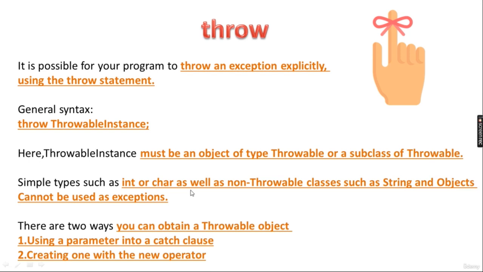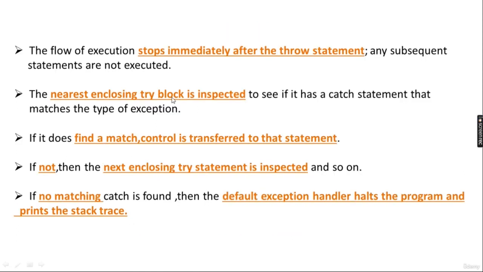Simple types such as int or char, as well as non-throwable classes such as String and Object, cannot be used as exceptions. Okay. You cannot throw int or char as well as non-throwable classes, String and Object. So they must be objects of type either Throwable or any subclass of Throwable. There are two ways you can obtain a Throwable object: using a parameter in a catch clause and creating one with the new operator. The flow of execution stops immediately after the throw statement.